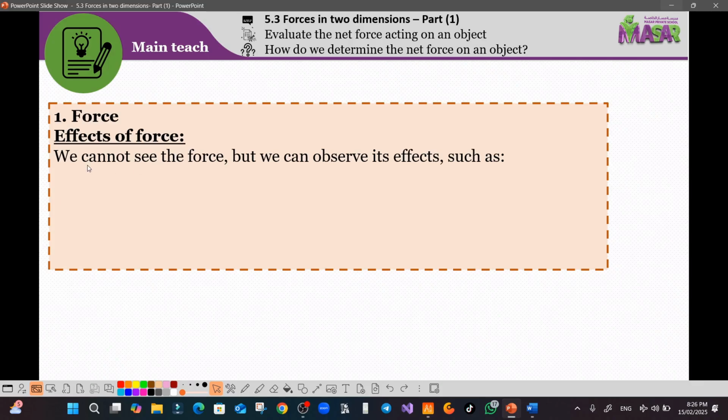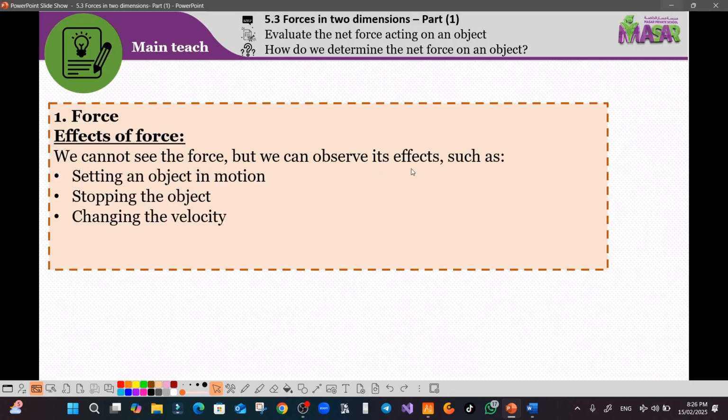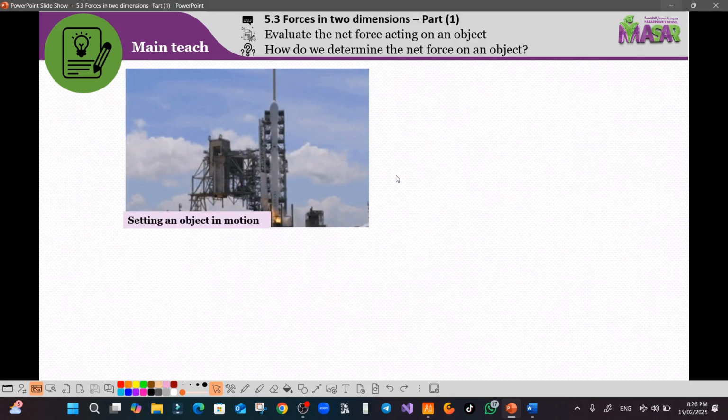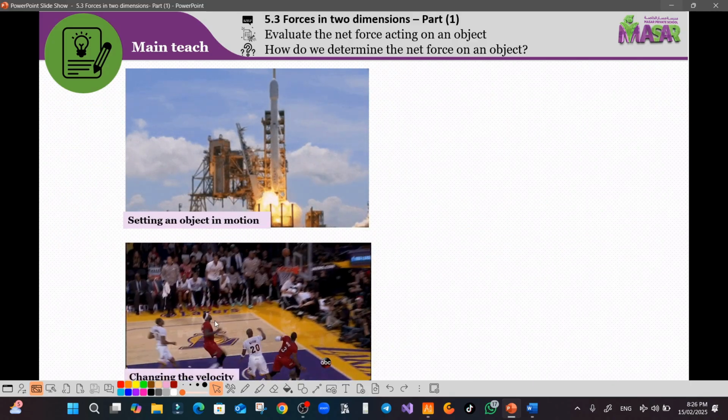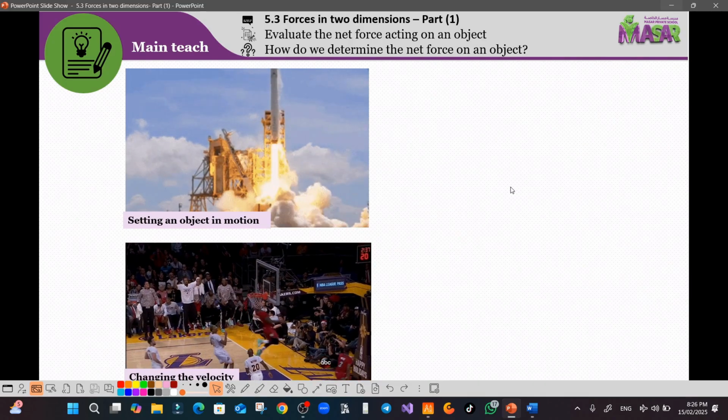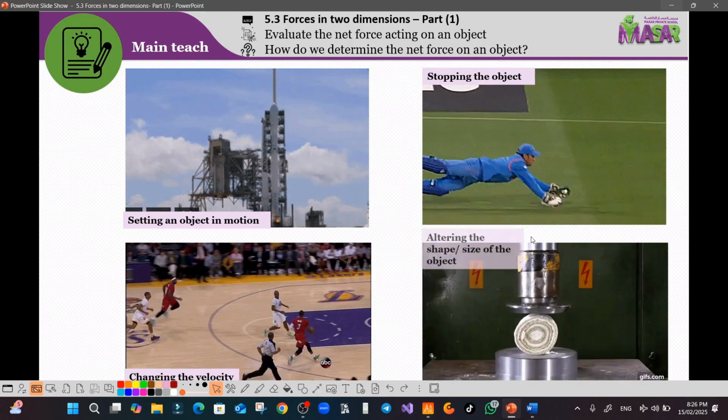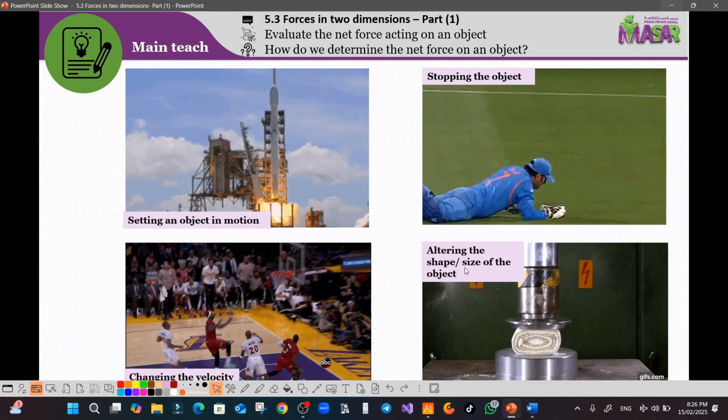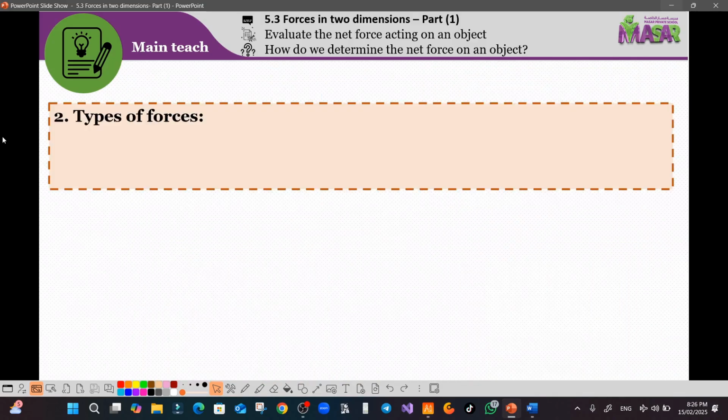Effect of force. We cannot see the force, but we can observe its effect, such as setting an object in motion, changing the velocity, stopping the object, altering the shape or size of the object.